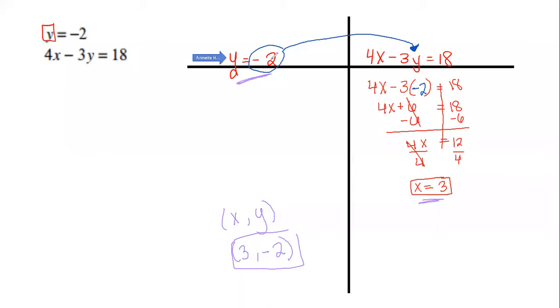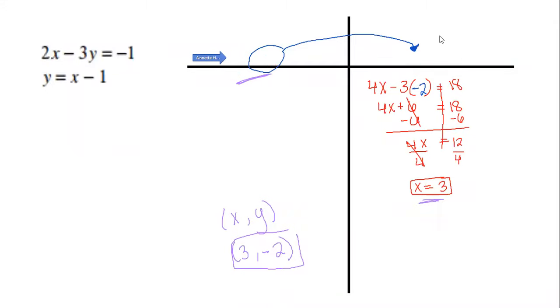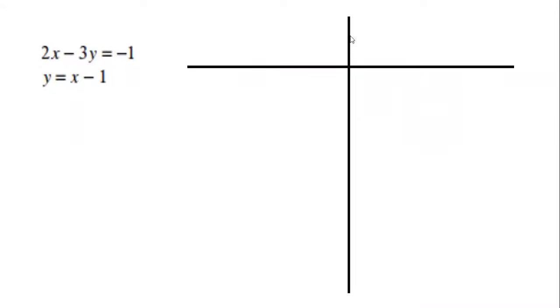Okay? All right, so our next example, I can turn to the next page. There we go. It's a little bit more complicated. We've got 2x minus 3y equals -1, and we've got y equals x minus 1. So we're going to start with this one because y is by itself, so it makes life easier, and we're going to put that one on the left side. So y equals x minus 1. Okay? Over here, I'm going to put 2x minus 3y equals -1. All right.